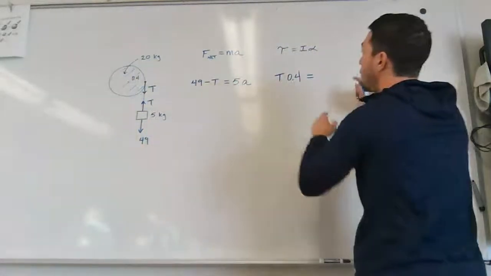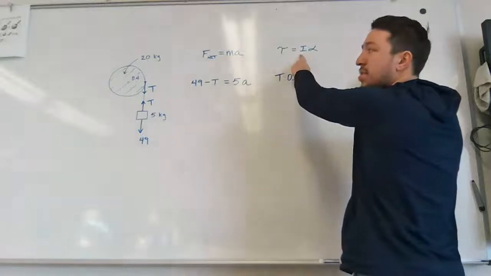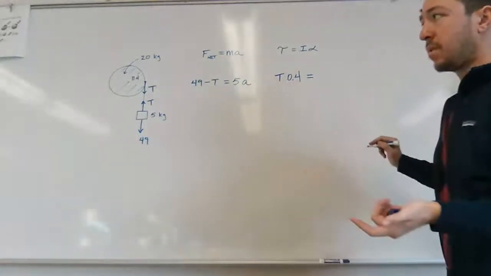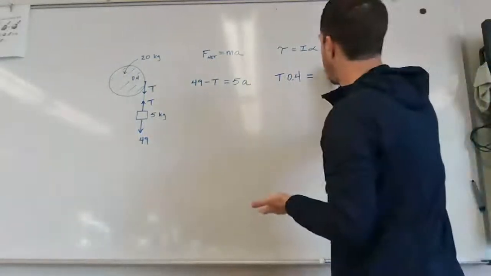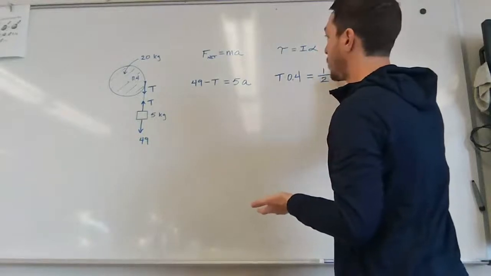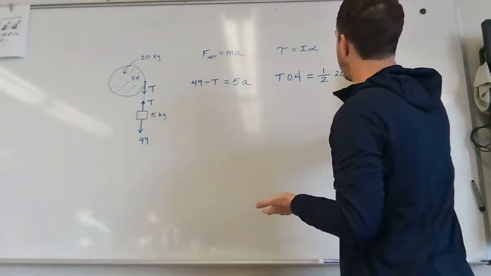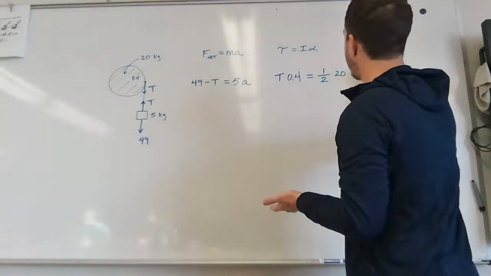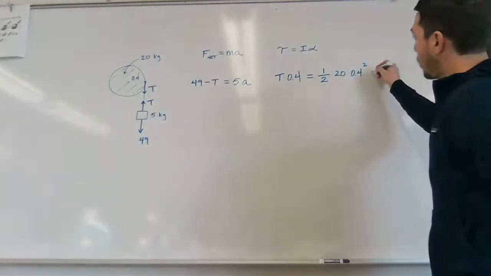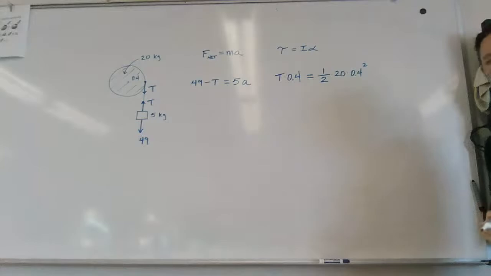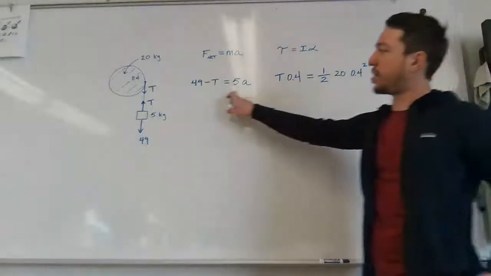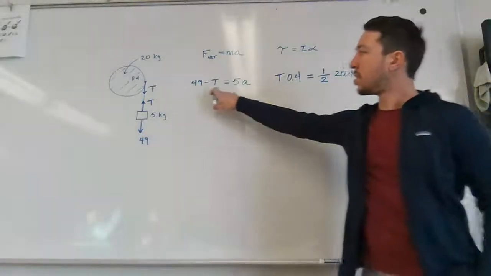The I value of the wheel is 1/2 m r squared. And now there's one last little trick here. What can I replace alpha with, given this equation?